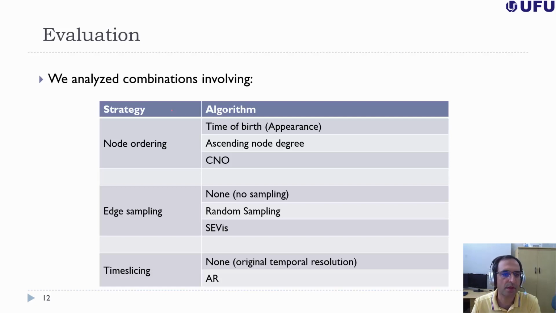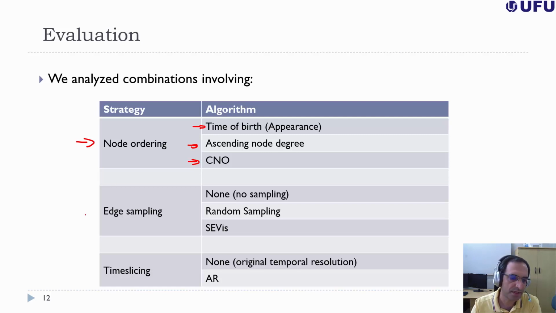To answer the two raised questions, in our evaluation, we analyze combinations involving the three strategies that we discussed. For example, here we have node ordering. The algorithms that we use for testing node ordering are time of birth, appearance, ascending node degree, and community-based node order.